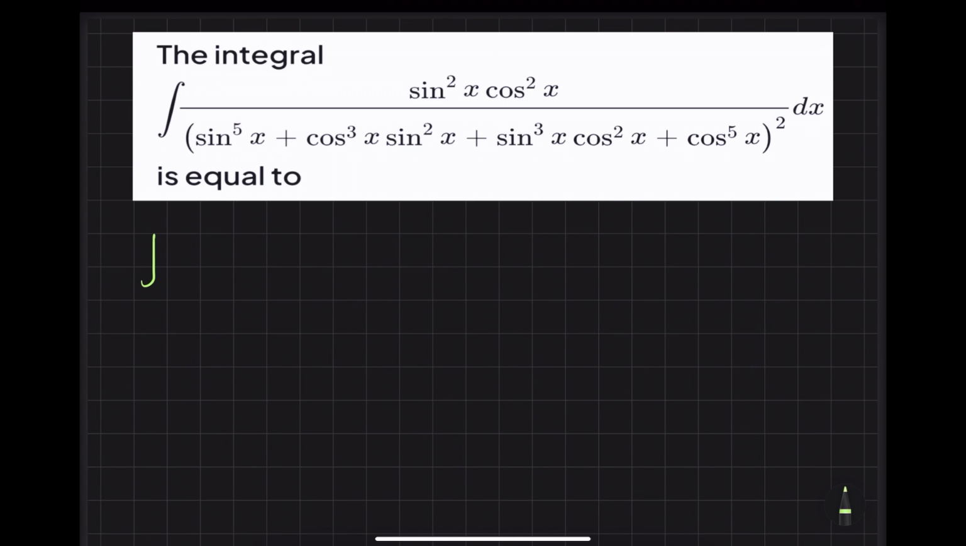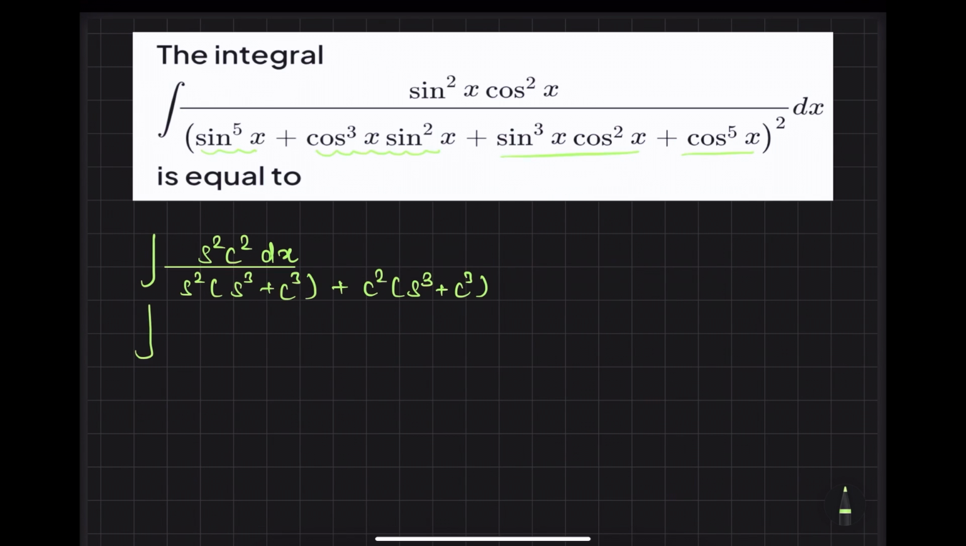So look at this. It is sine square cos square dx. Now from this thing and this thing I'll be taking sine square common. So sine square taken common, sine power 3 plus cos power 3. From this component I'll be taking cos square common. So cos square common, again sine cube cos cube. Now you end up having two things on the denominator.